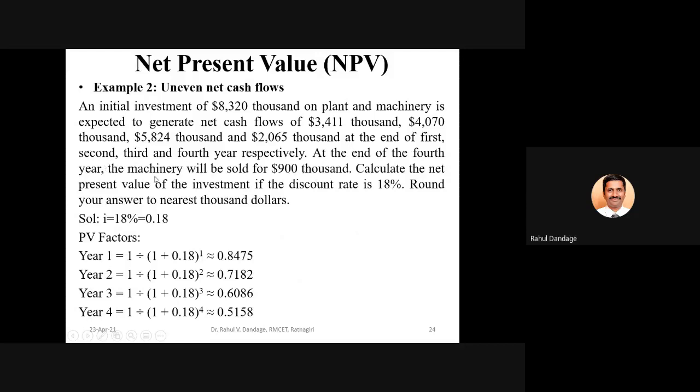At the end of 4 years, machinery will be sold for $900,000. Calculate the net present value of the investment. If the discount rate is 18%, round your answer to the nearest $1,000 value.